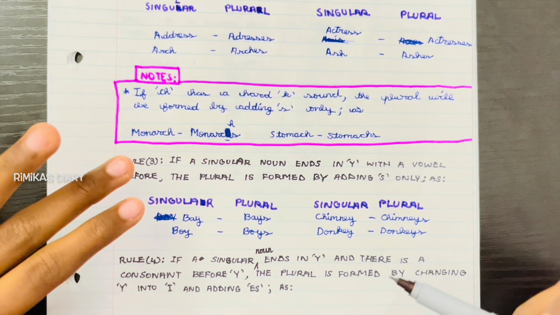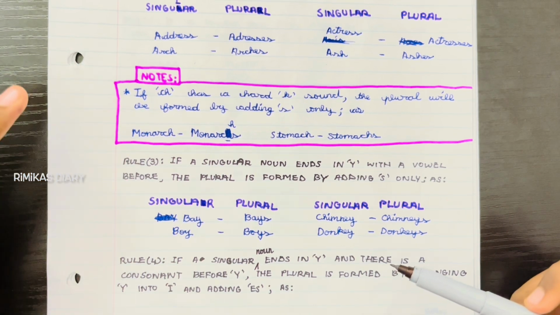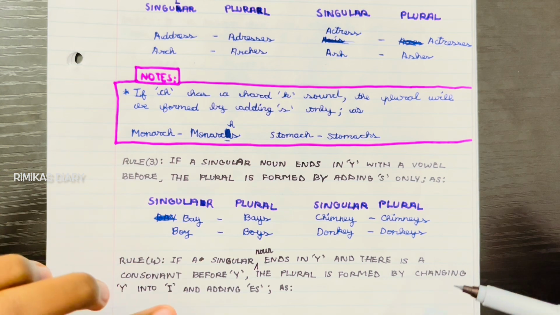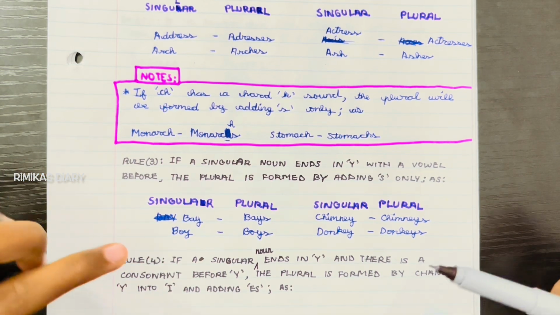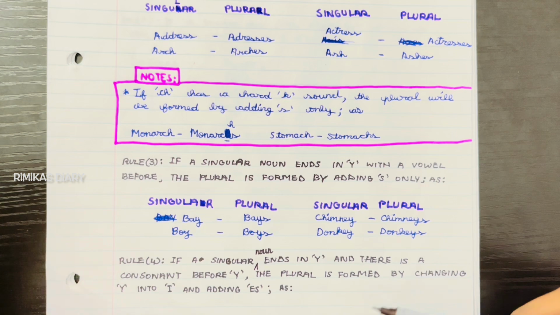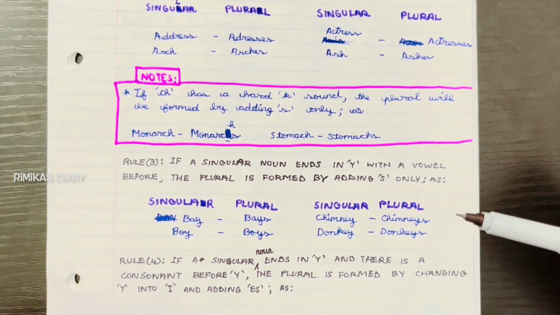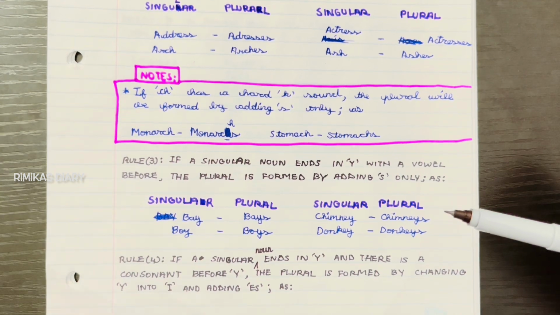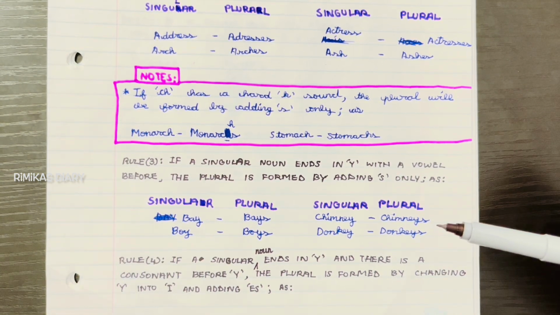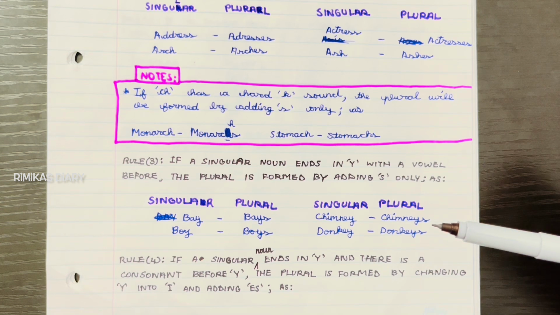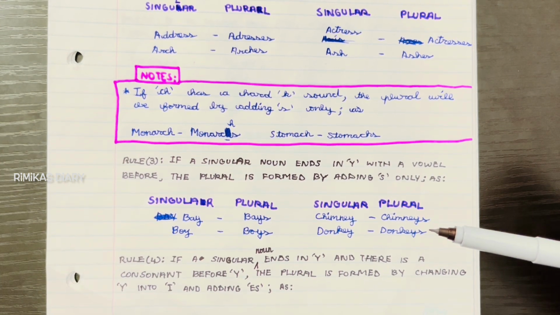Rule number 4. If a singular noun ends in y and there is a consonant before y, the plural is formed by changing y into i and adding es. In this rule, the last letter is y, but before y there is a consonant instead of a vowel. Then we take out the y, put i instead, and add es at the end.